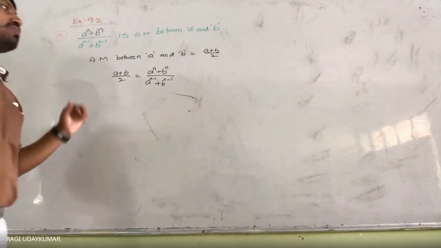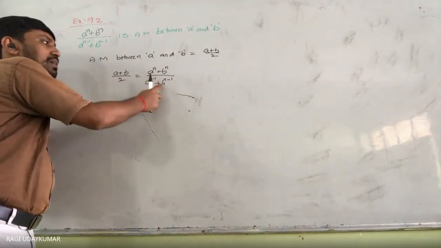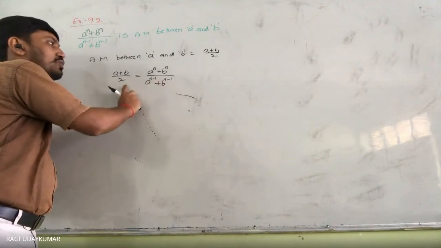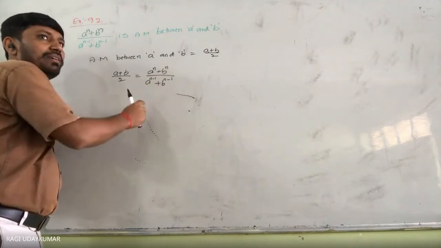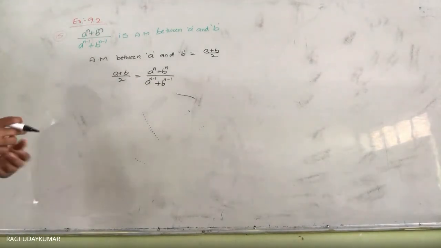If n is equal to 1, in the denominator a^0 becomes 1, b^0 is 1, and 1 plus 1 is 2. In the numerator it is a^1 plus b^1. So this is true for n equal to 1.